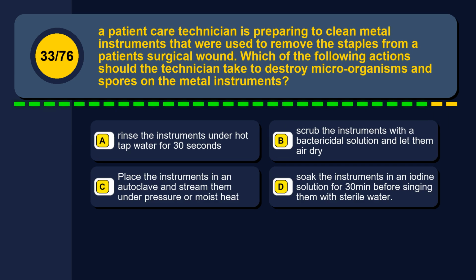Question 33. A patient care technician is preparing to clean metal instruments that were used to remove the staples from a patient's surgical wound. Which of the following actions should the technician take to destroy microorganisms and spores on the metal instruments? Option A. Rinse the instruments under hot tap water for 30 seconds. Option B. Scrub the instruments with a bactericidal solution and let them air dry. Option C. Place the instruments in an autoclave and steam them under pressure or moist heat. Option D. Soak the instruments in an iodine solution for 30 minutes before rinsing them with sterile water.